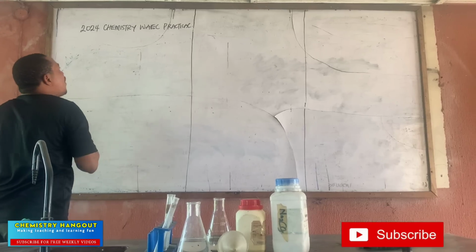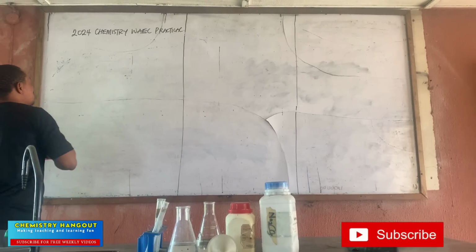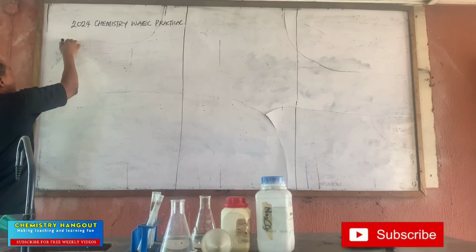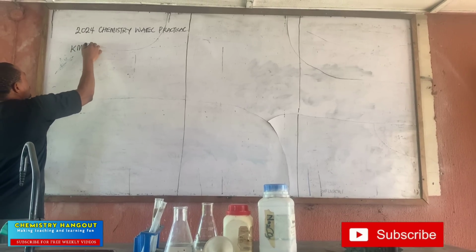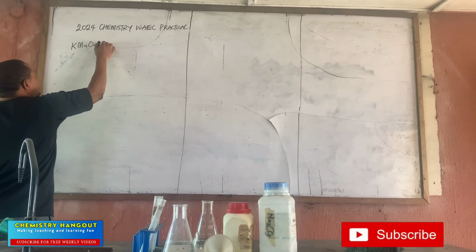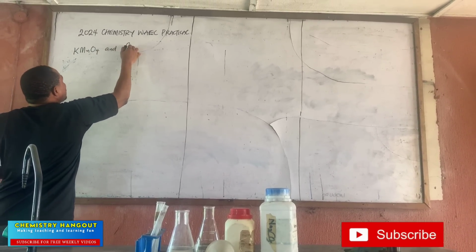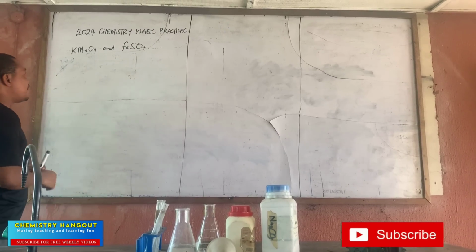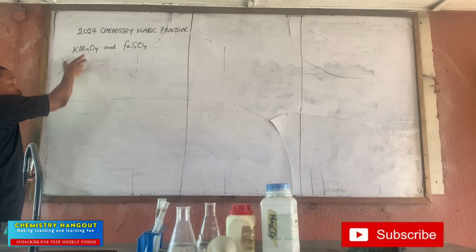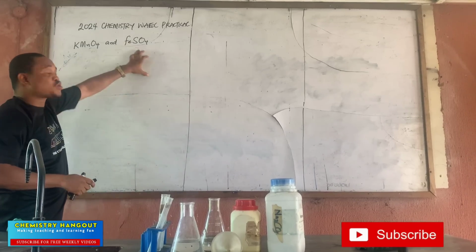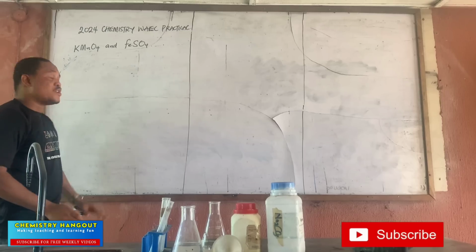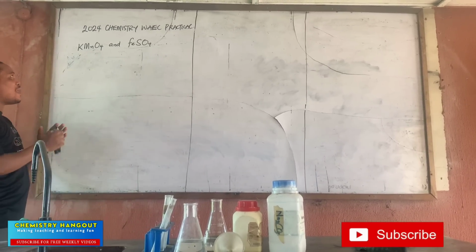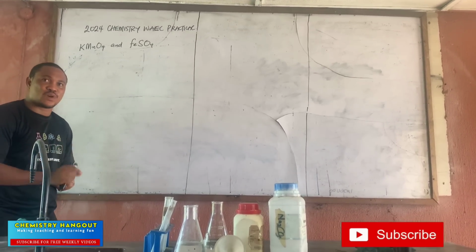So for what they actually gave us, you see that we have KMnO4 solution, and we have the iron 2 sulfate. The mass concentration is there, so I want to believe these are in solid form. KMnO4 is in solid form, iron 2 sulfate is in solid form. So very, very important. Now let me start by answering this question.